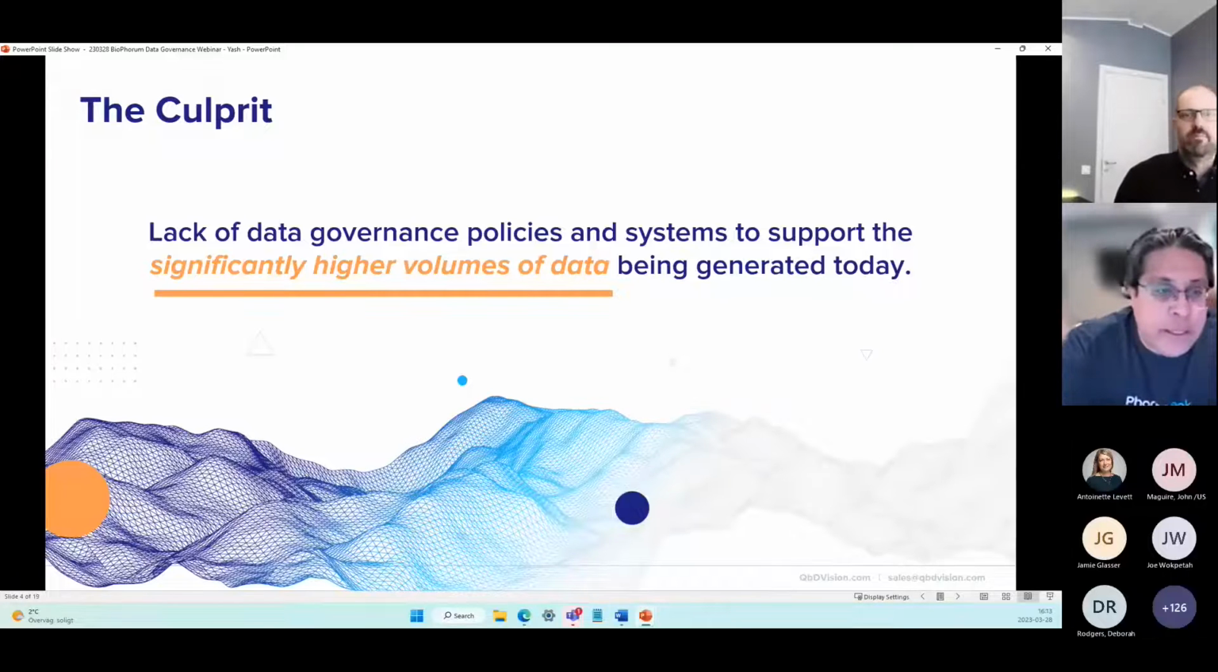So what's the culprit? Well, the culprit is, as we've been discussing here internally, the lack of data governance policies and systems to support the significantly higher volumes of data being generated today. This is a key issue, and this is what we're going to try to talk about some solutions around during this presentation.